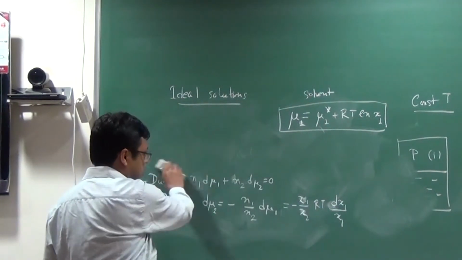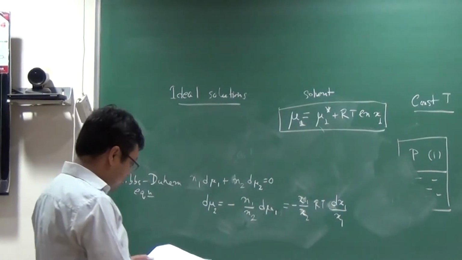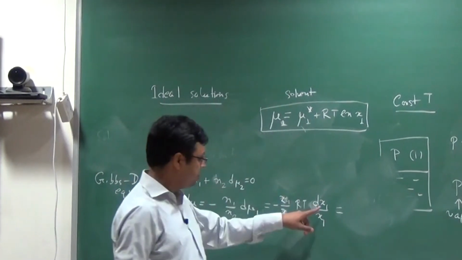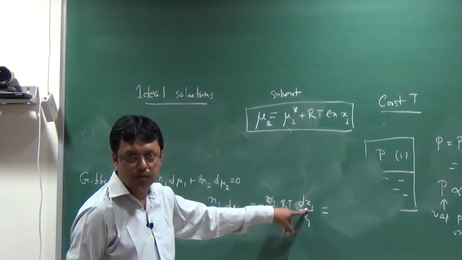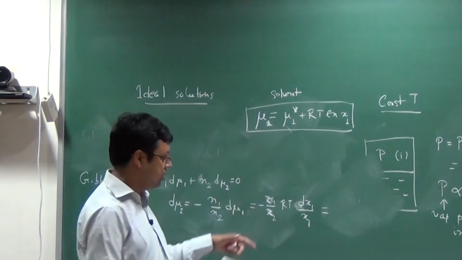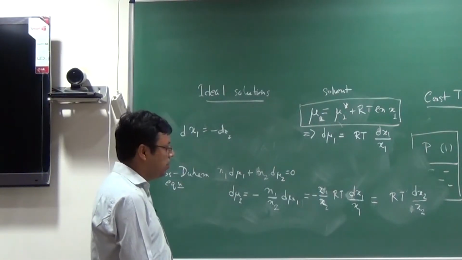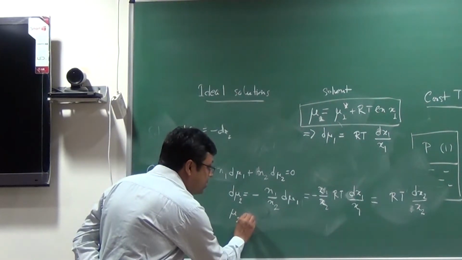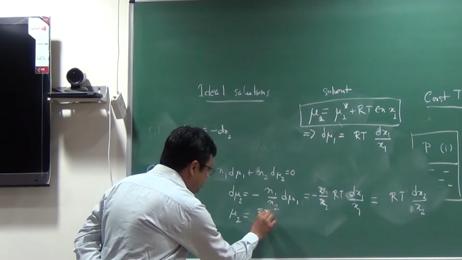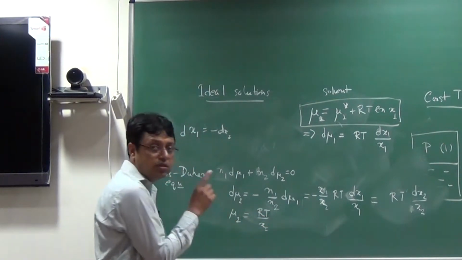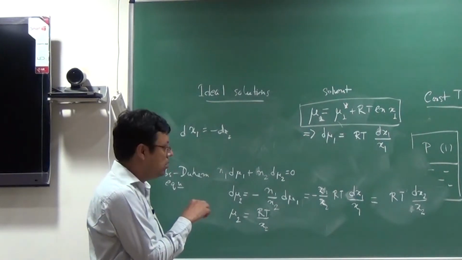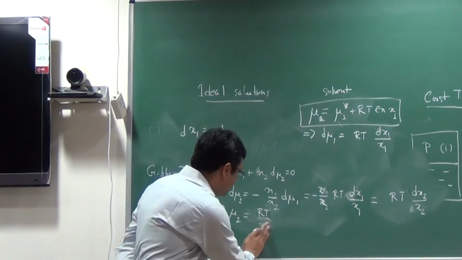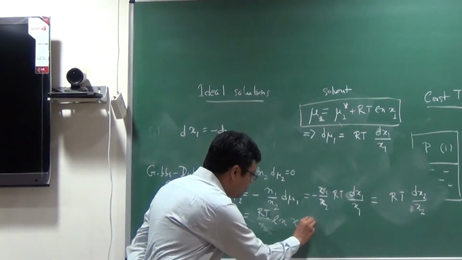So what we can write finally here: d mu2 is nothing but, dx1 is minus dx2, so this minus gets plus. If I now integrate it, I'll have mu2 equal to RT by x2, and again T is constant. dx2 by x2 will be ln x2, right? Plus there will be a constant of integration.